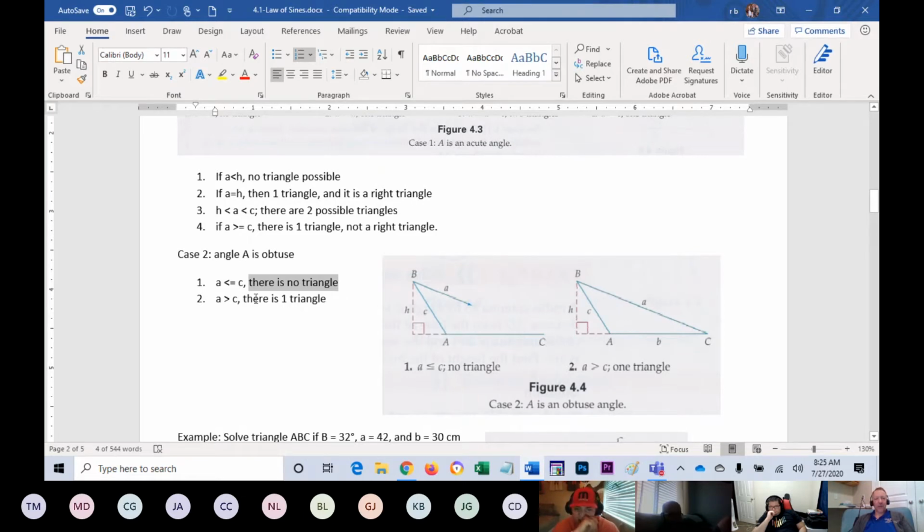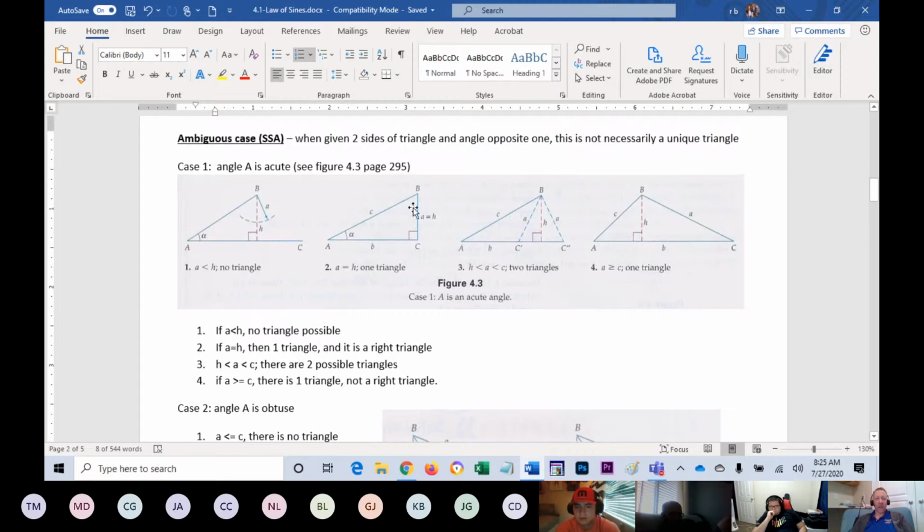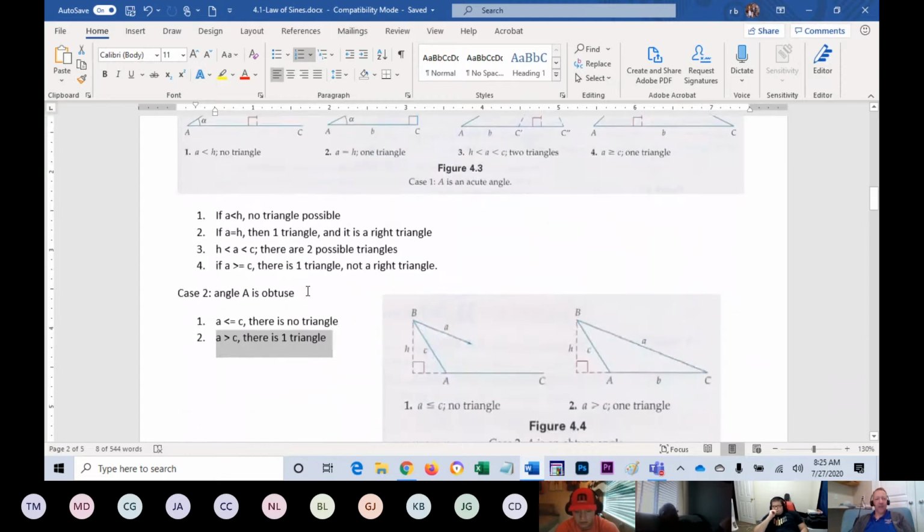If A is greater than C, so the side A is greater than side C, you will have one triangle. So we've got case one where angle A is acute, and case two where angle A is obtuse. I think the thing that we need to pay attention to is A in relation to side C in both cases.